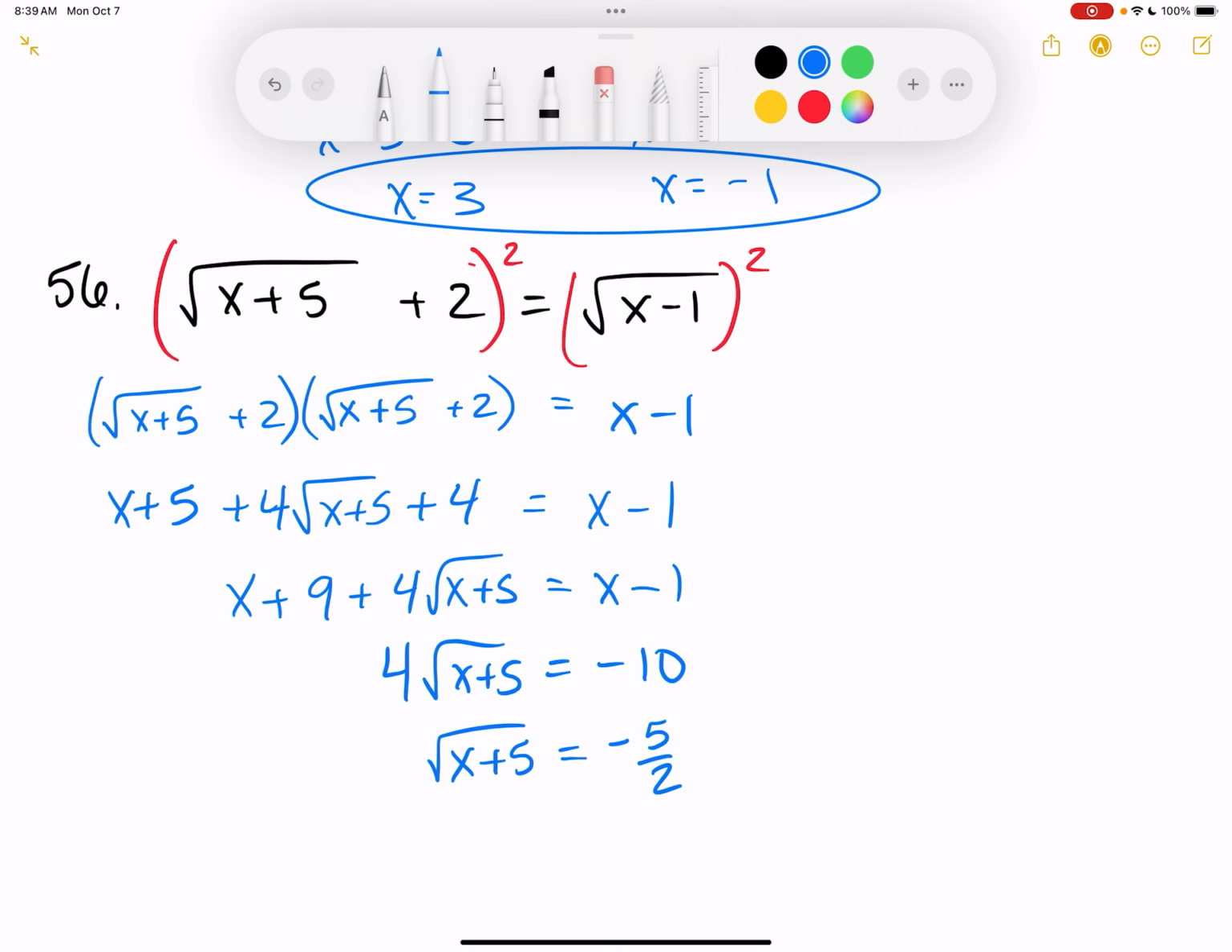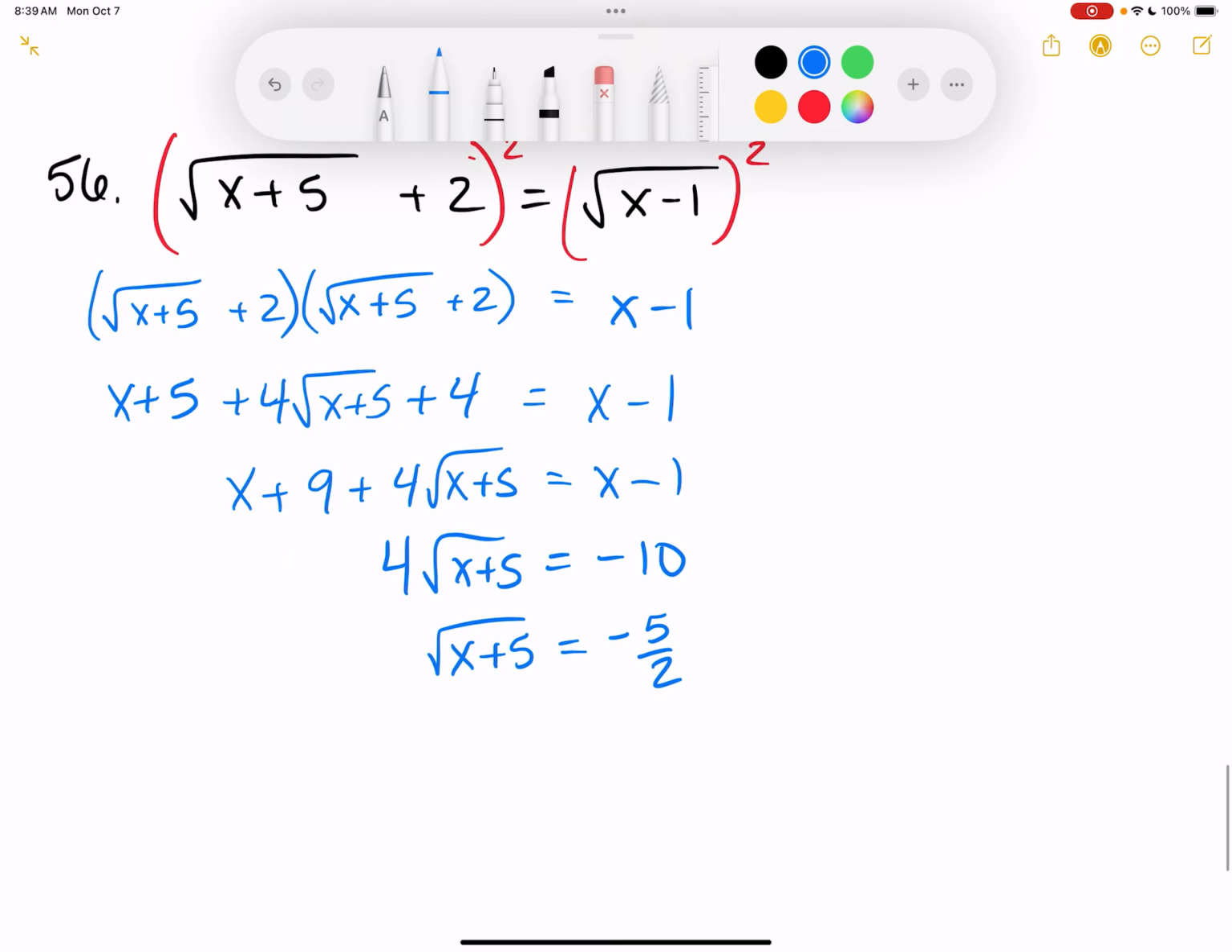So now at this point, I can square both sides. I've gotten this radical by itself now. So I've gone from having 2 radicals to having 1, and now I'm going to go to no radical. So square that, square this. x plus 5 equals, negative is going to be squared, so it's going to become positive, so 25 over 4.